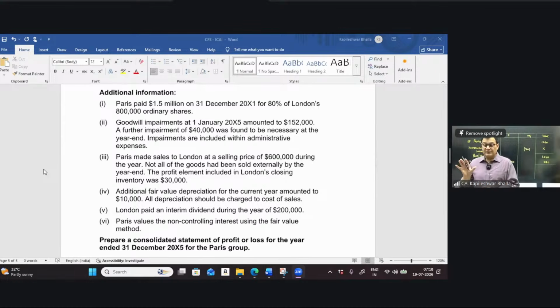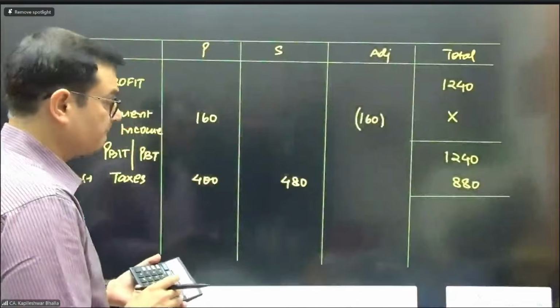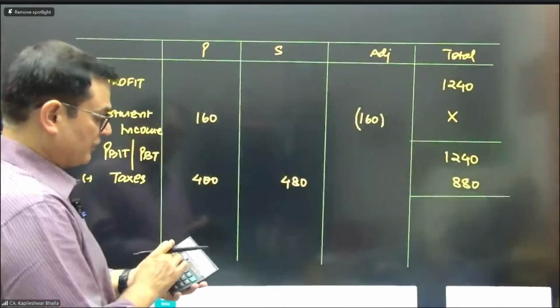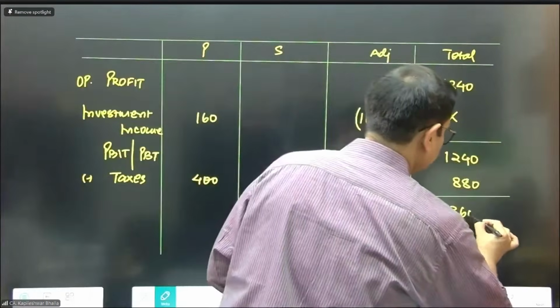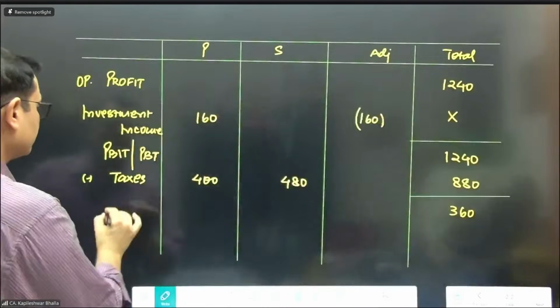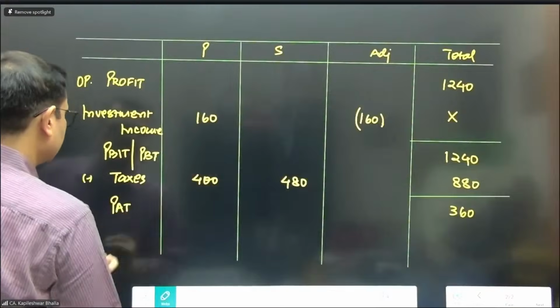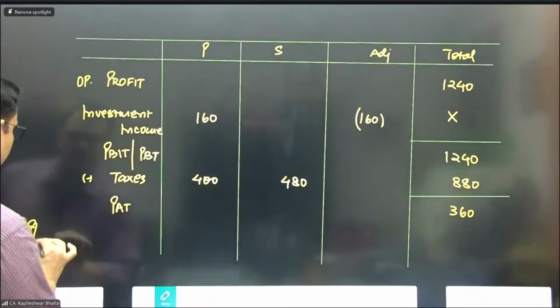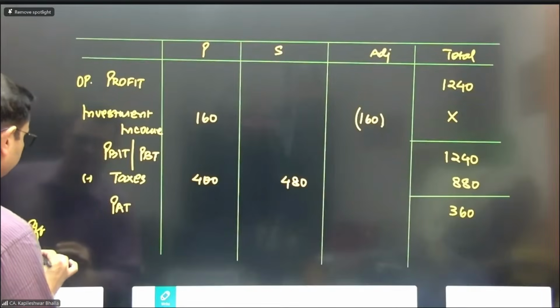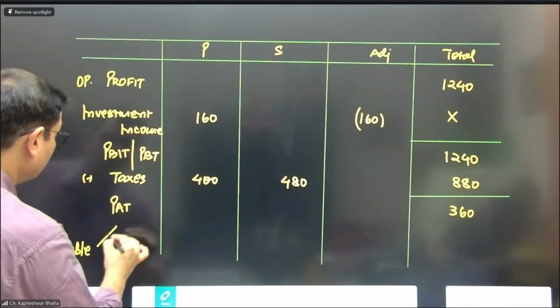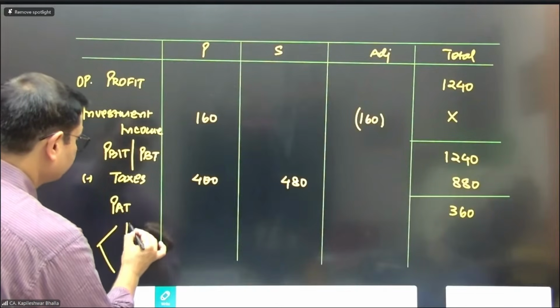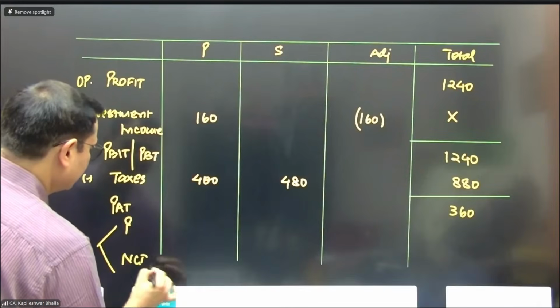Now, when you take the NCI, we will get the rectified profits, but that's later. Let's first get the profits based on this. So 1240 minus 880, that works out at 360. So this is supposed to be the profits after tax. Now this is to be divided. The profits are supposed to be attributable to the parent company as well as to the NCI.